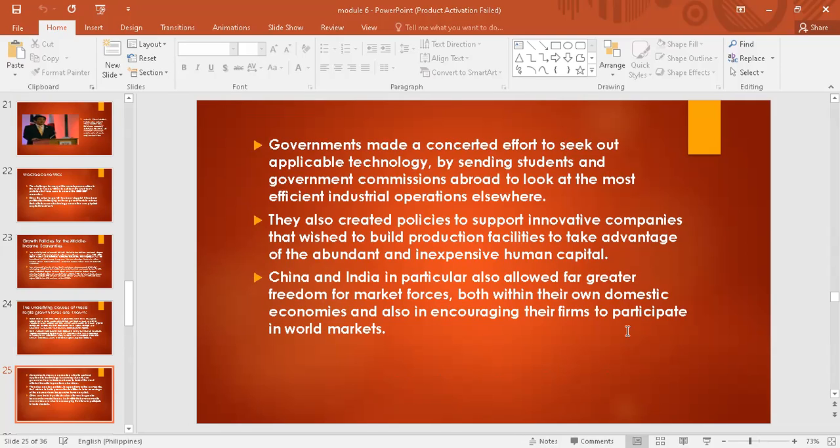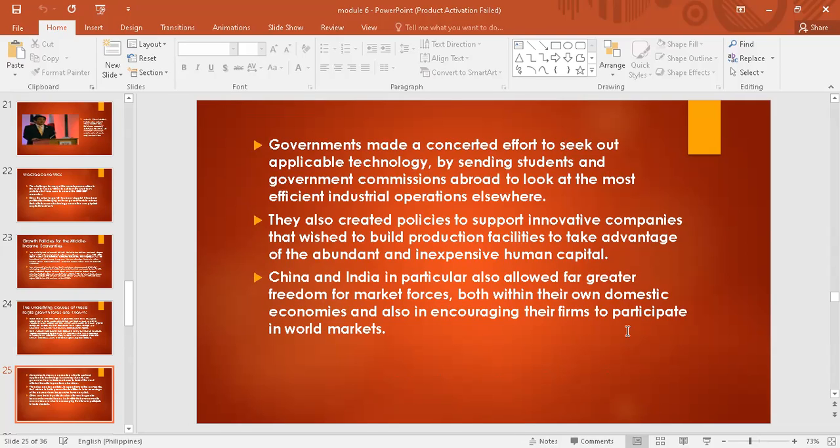Ang ginawa sa China, Japan, South Korea, Singapore, Thailand, they invested doon sa mga innovations sa mga companies, and then they build production facilities, no? To take advantage of the abundant and cheap human capital. Because the human capital in these countries are very cheap, no? Parang sa Philippines, mababa lang binabayad sa mga laborers natin. Why not invest in facilities, no?